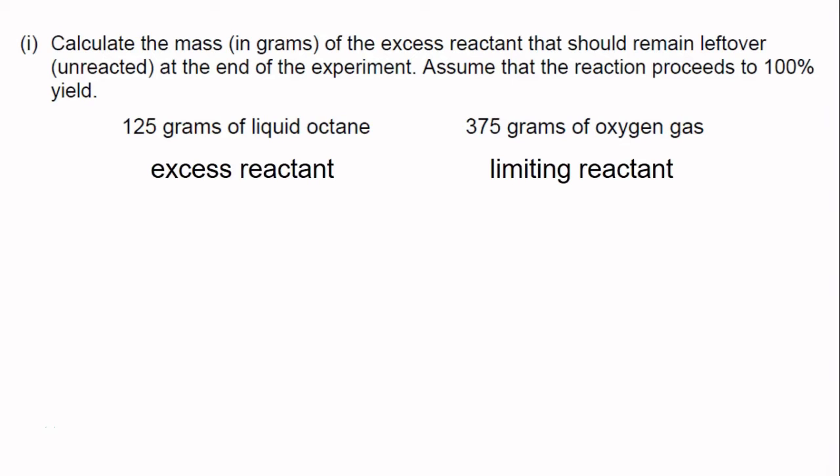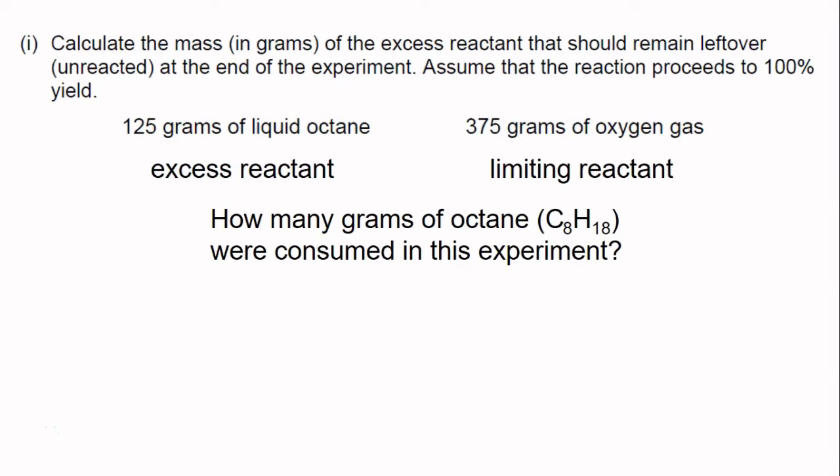Okay, for this calculation, how many grams of octane were actually consumed in this experiment? And the answer we're going to get is going to be less than 125 grams, since octane was the excess reactant. So we based this calculation on the limiting reactant. Starting with 375 grams of O2, let's convert this quantity into grams of octane to figure out how much octane was consumed. Again, grams to moles.